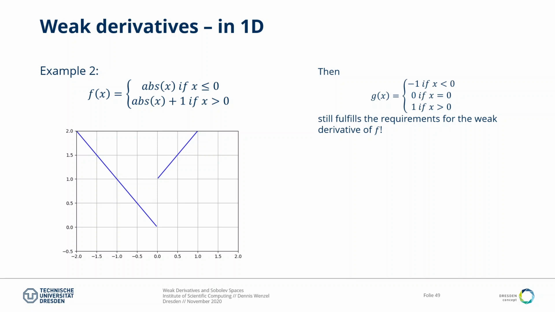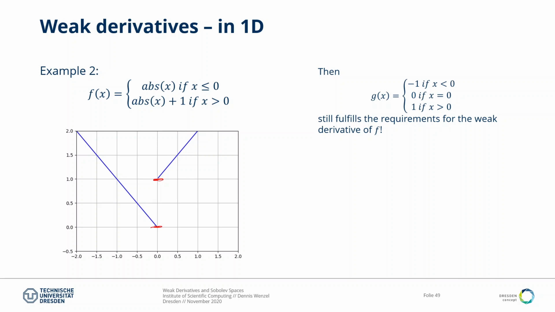Next example. And here it becomes even more spooky. Let's see. We have the function f. It's similar to the f we had before in the first example, but if x is bigger than 0, my absolute value function is simply shifted to the top by 1. So I have this shifted absolute value. So now that function is not even not differentiable, it's actually discontinuous. So we have a point here at 0 where we have a jump.